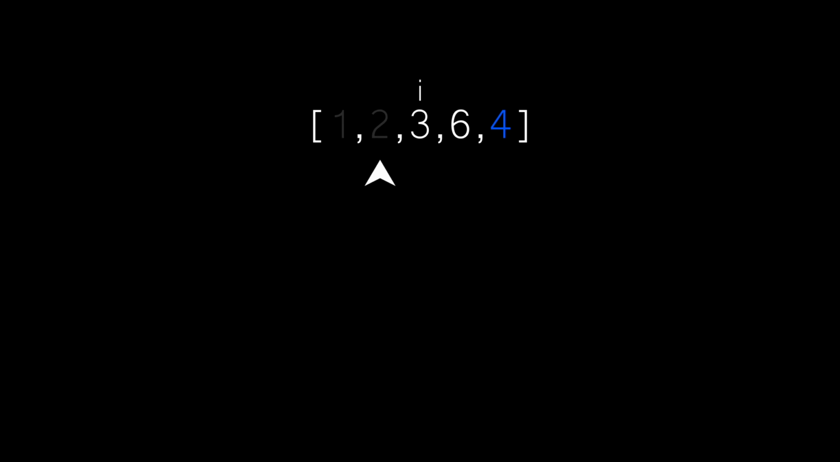3 is smaller than 4, so we will increment our pointer and swap. In this case, we are swapping 3 with itself, so nothing happens. Then we move to 6. 6 is bigger than 4, so we will do nothing. At this point, we've reached our pivot. So, to finish this level off, we will increment our pointer by 1 and swap with our pivot element. So we swap 4 with 6.